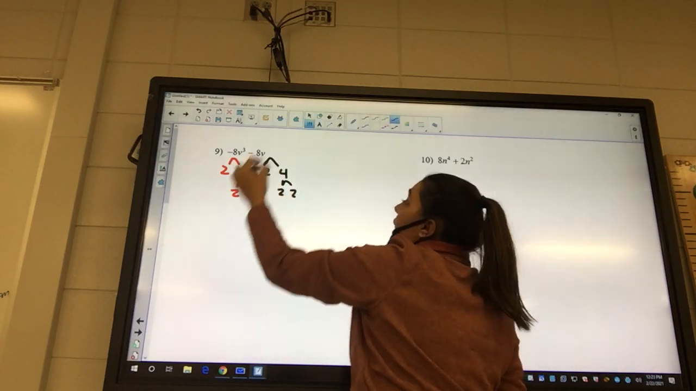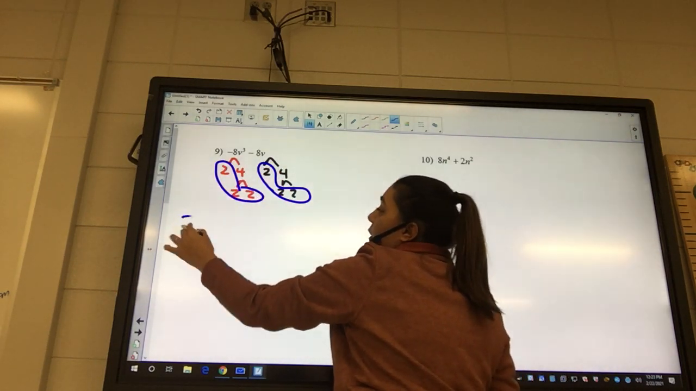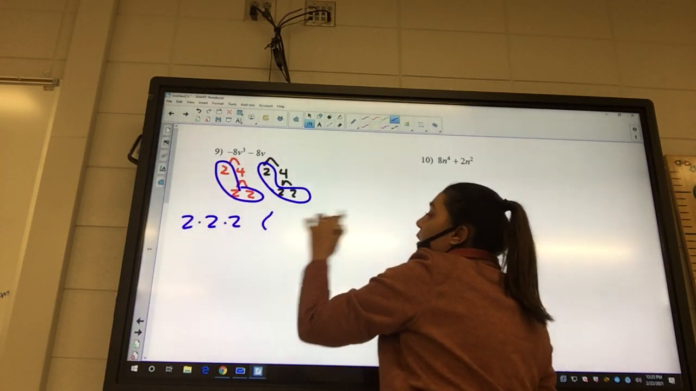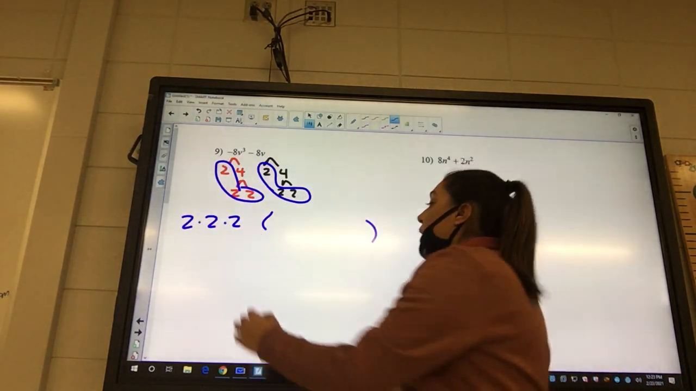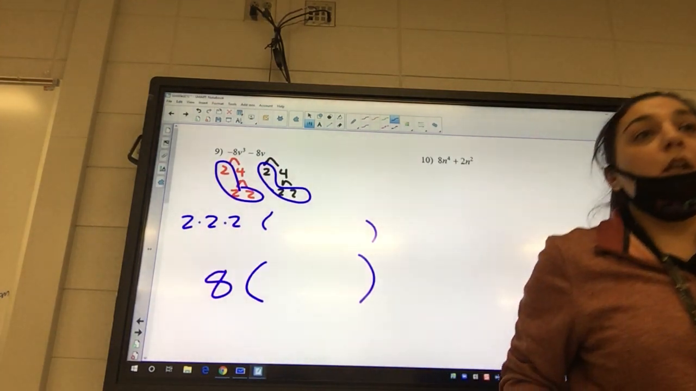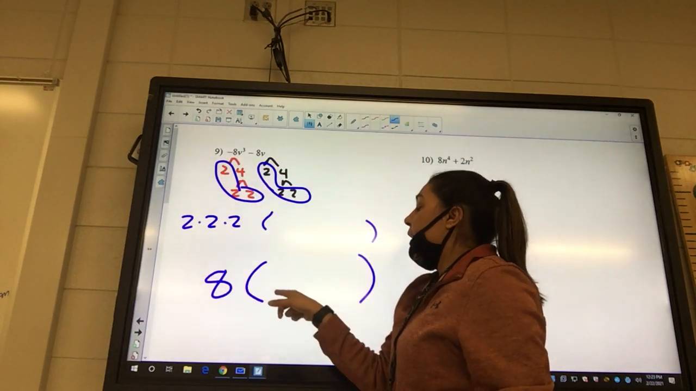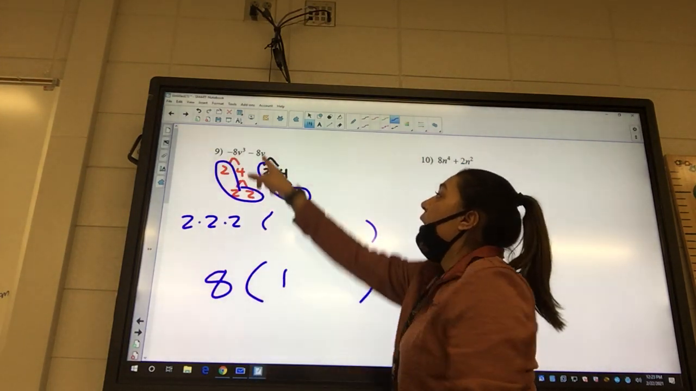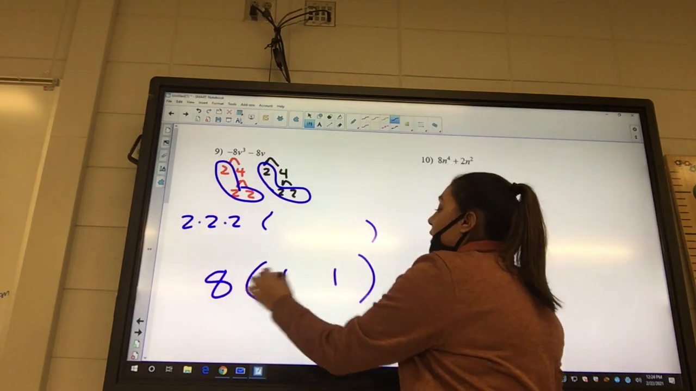Okay, and the way you can tell, I got 3 2s and 3 2s. So if you were to do it the long way, 2 times 2 times 2, what is 2 times 2? 4. Times 2, 8. That's how we get an 8 on the outside. Okay, so what is negative 8 divided by 8? Negative 1. 8 divided by 8? 1. Okay, we can put our signs in there.